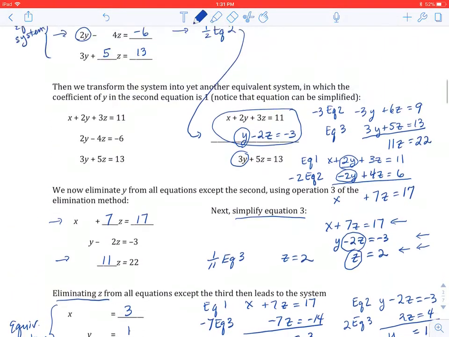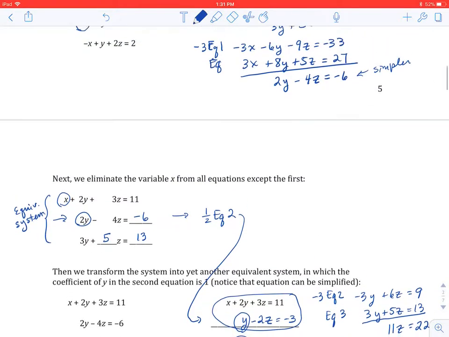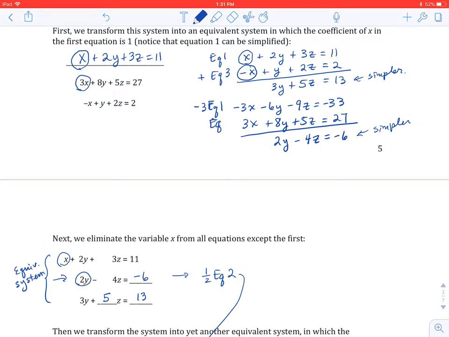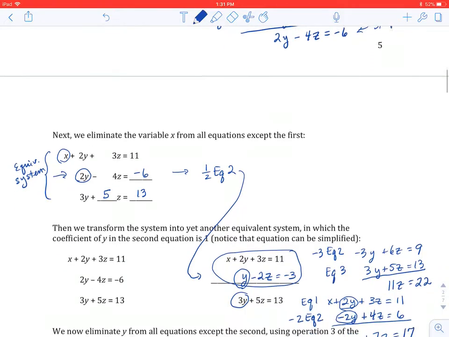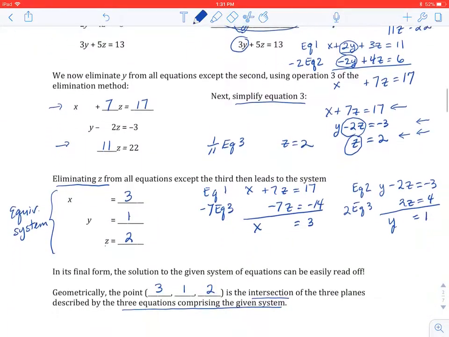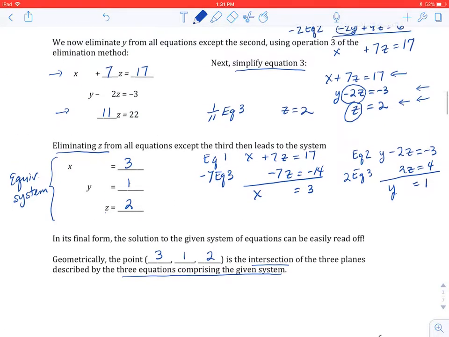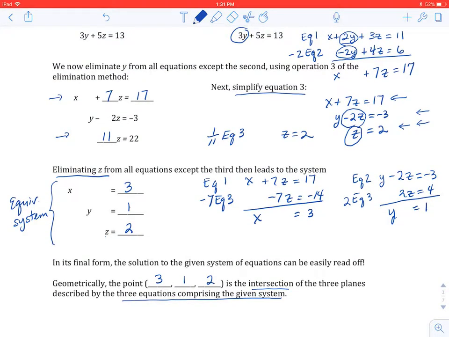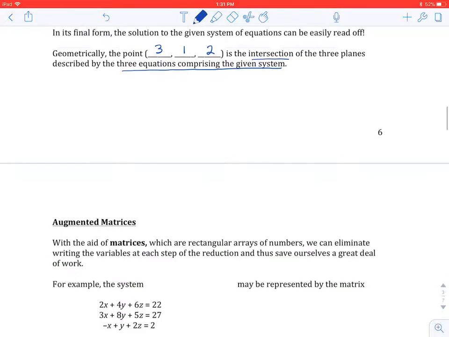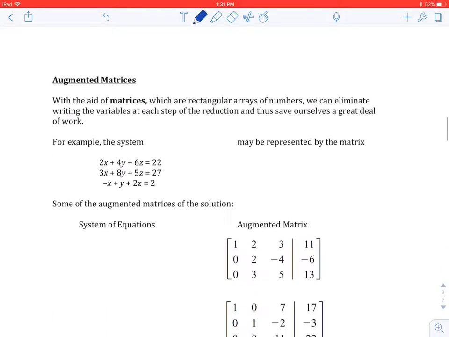The difficulty with this is it's an awful lot of writing. There's a lot of places to kind of get lost. And so what we'd like to do is develop an easier way of solving such a system of equations where we maybe write less and have sort of a systematic way of solving this. And the way we're going to do that is augmented matrices.